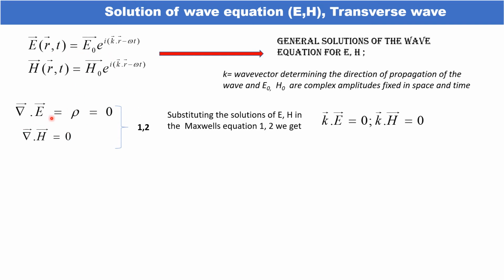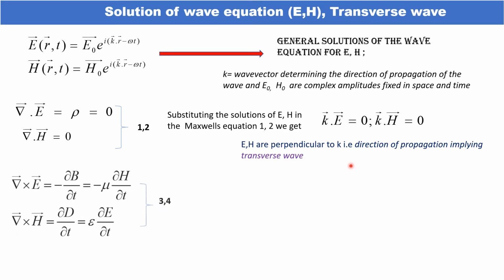There is no free charge, and there is no magnetic monopole, and we substitute these two terms in the divergence. What we get is K dot E. If you take the divergence, the derivative will be e to the power of the same term, so K dot E equals 0 and K dot H is equal to 0. What that indicates is that K and E are mutually perpendicular, and K and H are also perpendicular, because a dot product of 0 means the angle between them is 90 degrees.